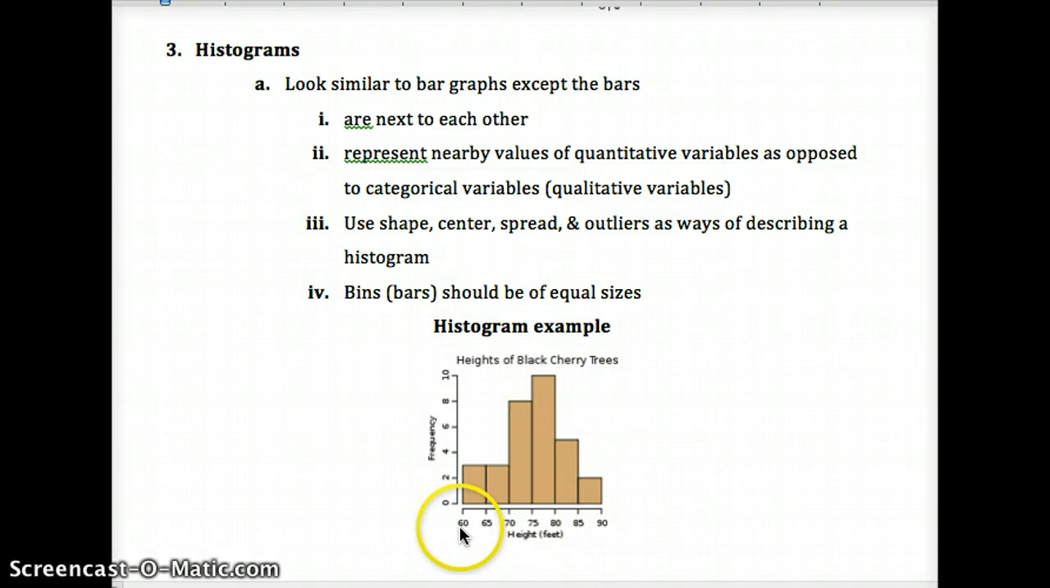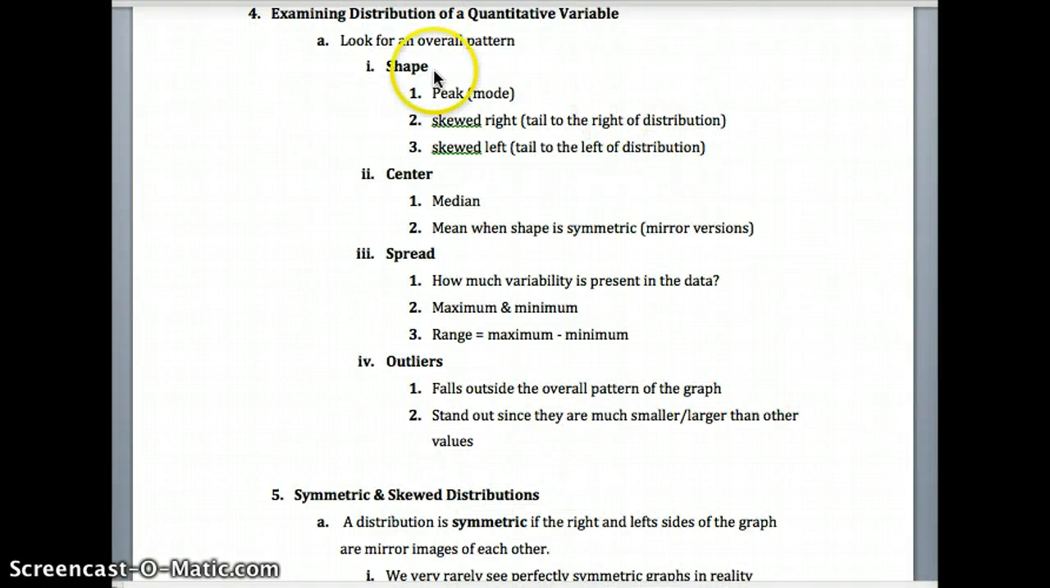So range, the range here is from 90 minus 60, or range is 30. So my maximum minus my minimum. IQR, the interquartile range, and standard deviation will be two other measures of spread we'll use depending on skew. If we have a skewed distribution, we're going to use IQR, and if we have a symmetrical distribution, we'll use the standard deviation. So here's a quick breakdown of what I just said.